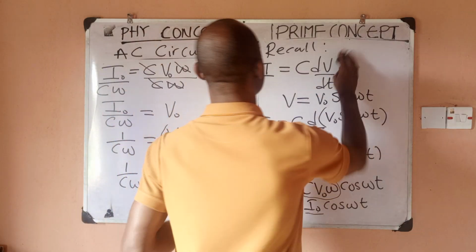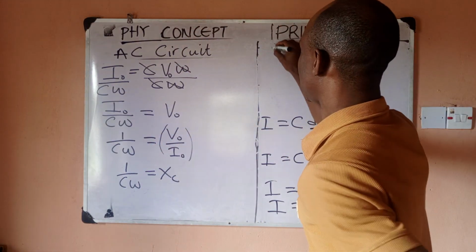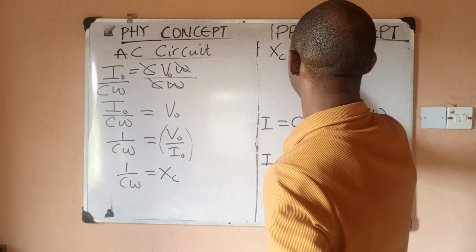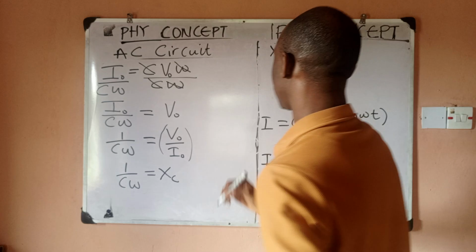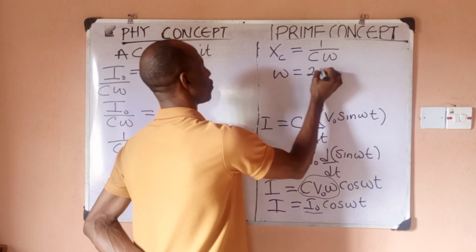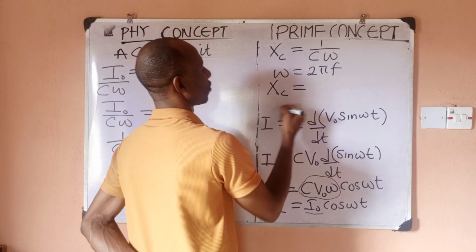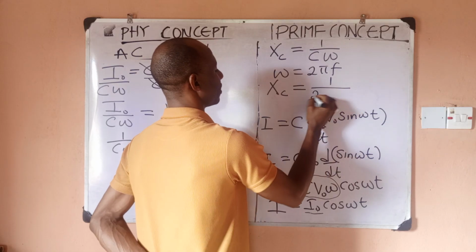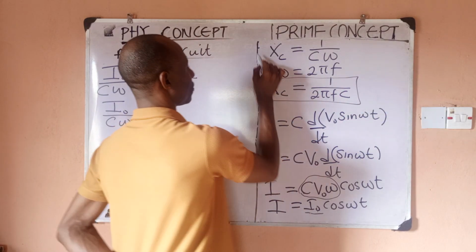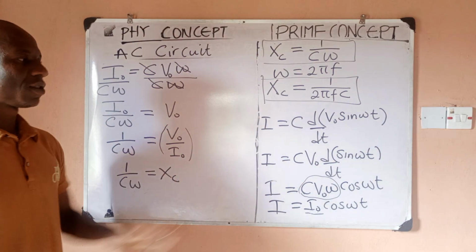So let me write it in a better way. So this is our formula. We can now say that XC, which is capacitive reactance, is just going to be 1 over C omega. And we know what omega is, right? Yes, omega is actually 2 pi f. So I can still write that XC subscript C is going to be 1 over 2 pi f C. So this is my relationship for capacitive reactance. So I've been able to derive this. So take note of this.